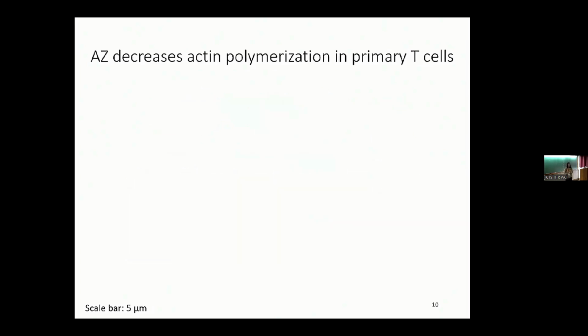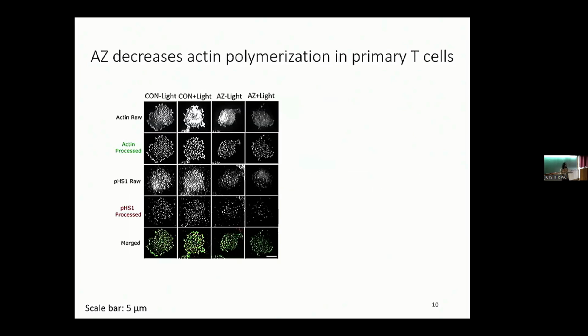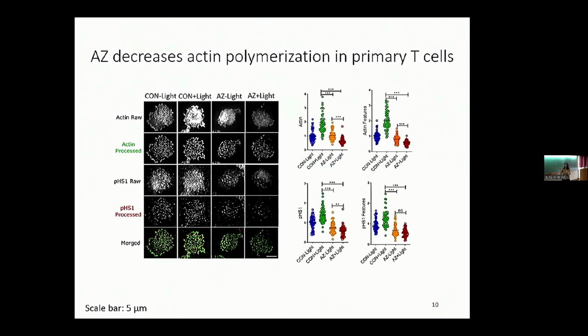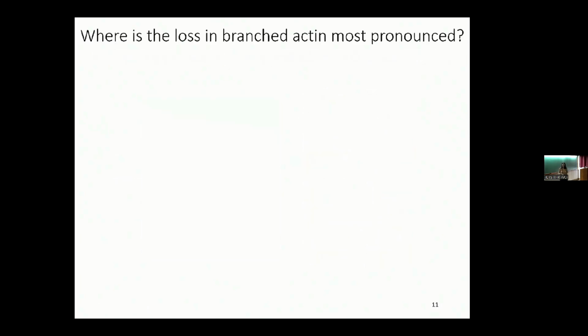And we also replicated this in primary T cells that have notoriously fast actin dynamics. And here too, we see a decrease in the level of actin, as well as the level of the well-known branch point marker, phospho-HS1, indicating it's working in these different types of T cells. So looking at this whole cell perturbation, we actually got very curious as to where the loss in branched actin is the most pronounced at the T cell synapse, because that could tell us about where the inhibitor is incorporated the most and where ARP2/3 complex dynamics is the highest.